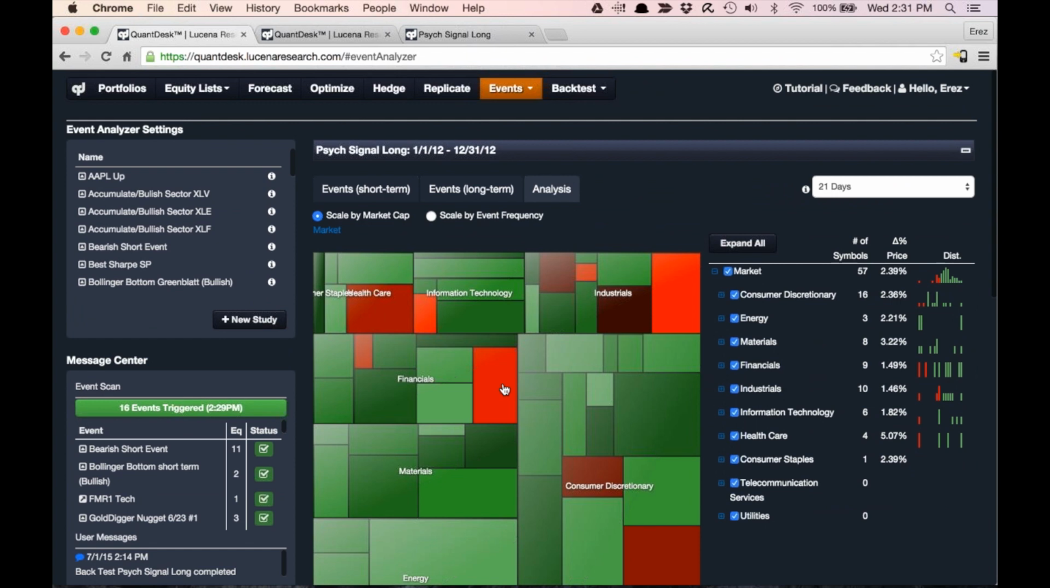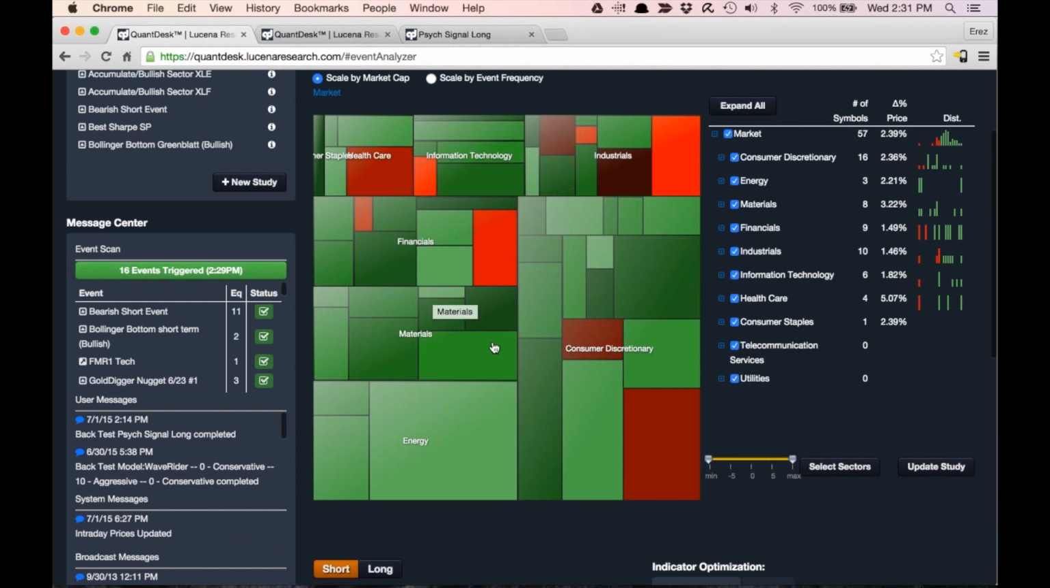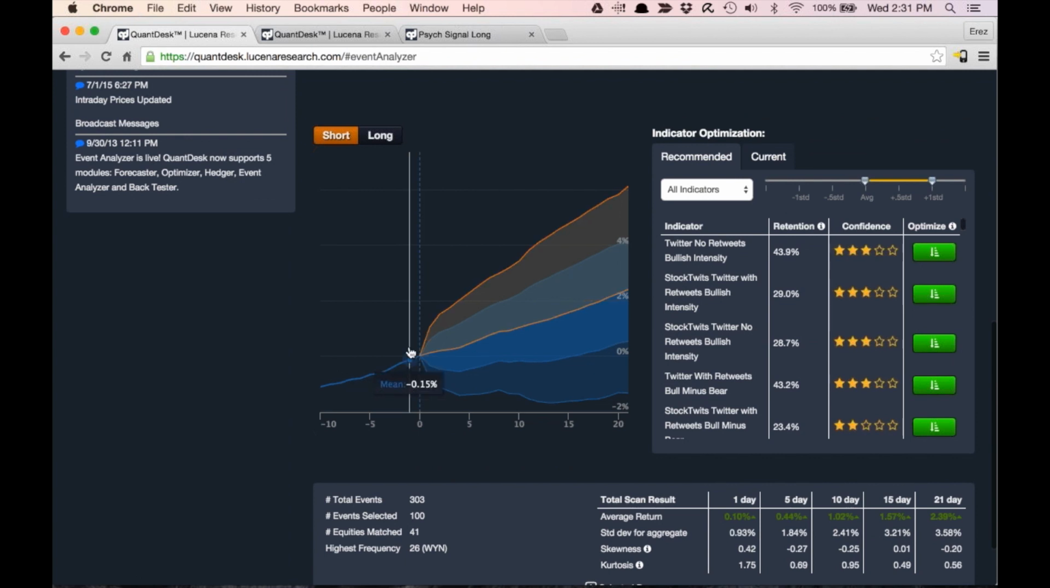You can see, for example, energy or material has a very strong bias to the upside. Consumer discretionary or industrial are not so clear. You have lots of reds and greens. So visually, you can see which sectors you may want to concentrate on as opposed to the entire universe. Below that, you can see here a little chart that explains more visually how the data is distributed.